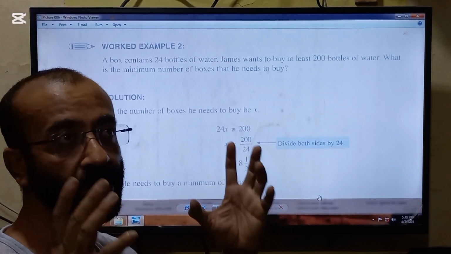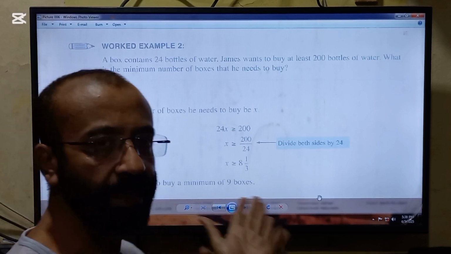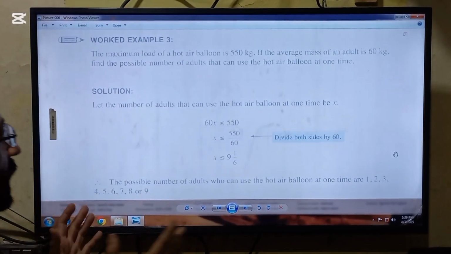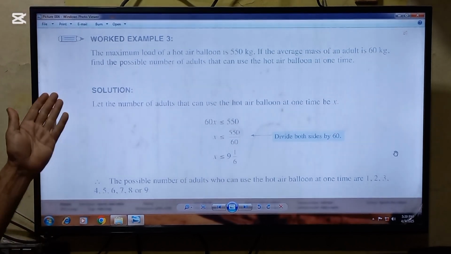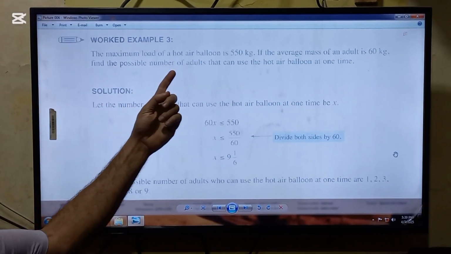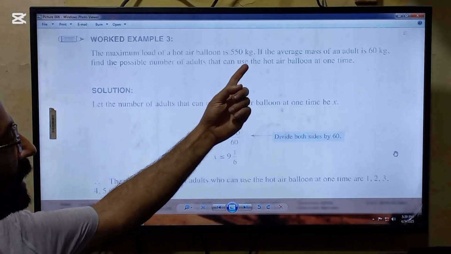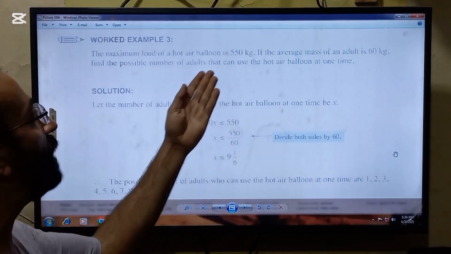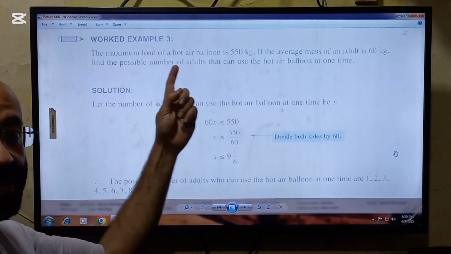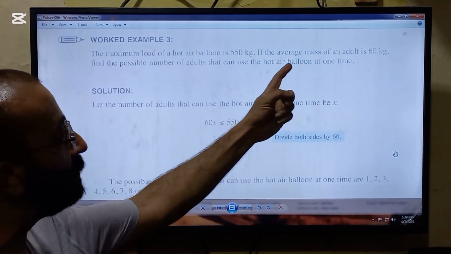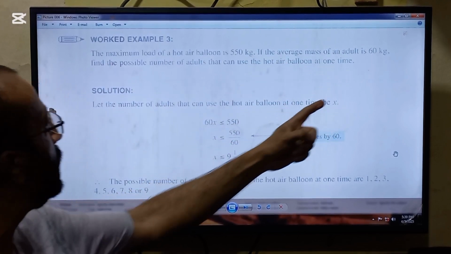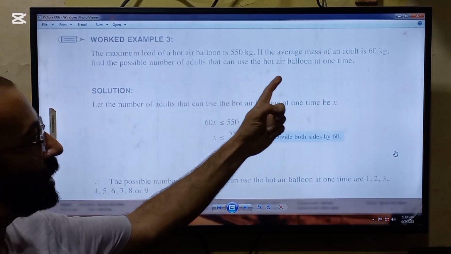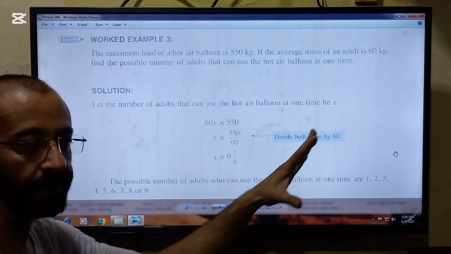So these are the points to remember, to understand in statement questions. Here is another question to make the concepts clearer. The maximum load of a hot air balloon is 550 kg. So a hot air balloon can carry 550 kg maximum load. If the average mass of an adult is 60 kg, find the possible number of adults that can use the hot air balloon at one time.